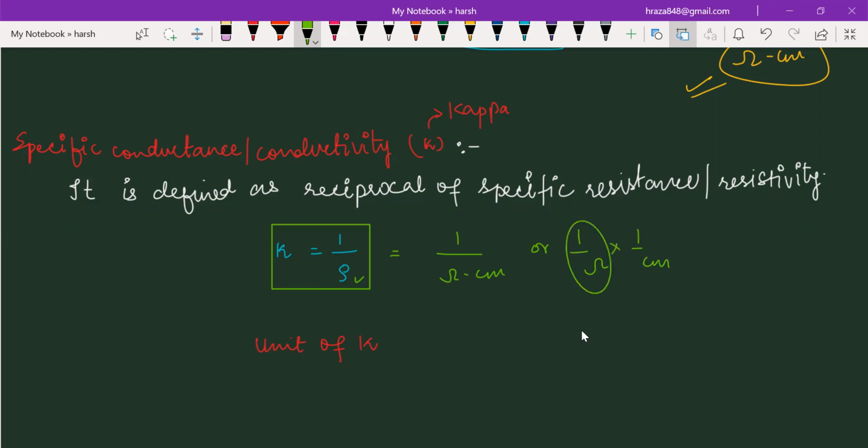And 1 upon ohm, can we write per ohm per centimeter? And this per centimeter is Siemens per centimeter, and this per ohm is also known as mho per centimeter. Are you getting my point? Yes. So it is not only Siemens, it is Siemens per centimeter.